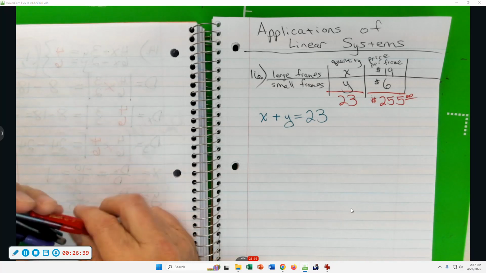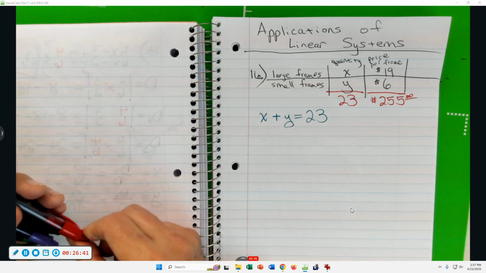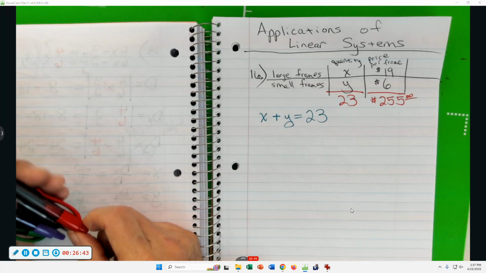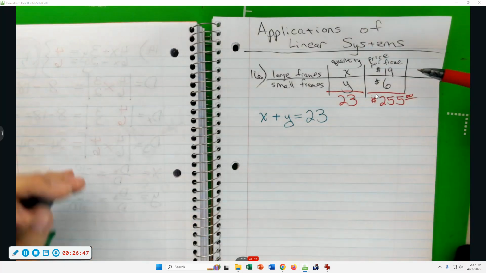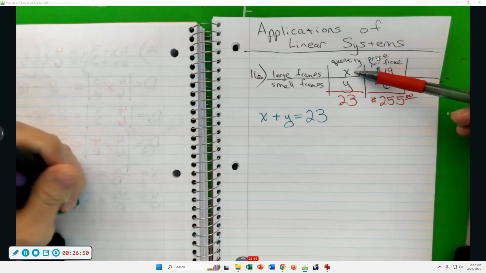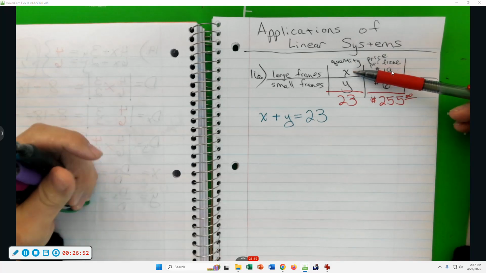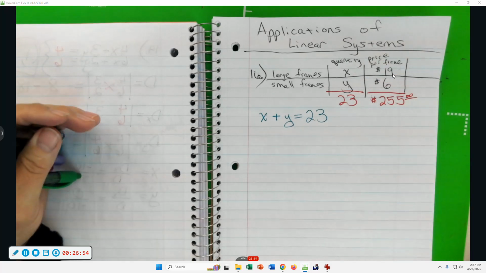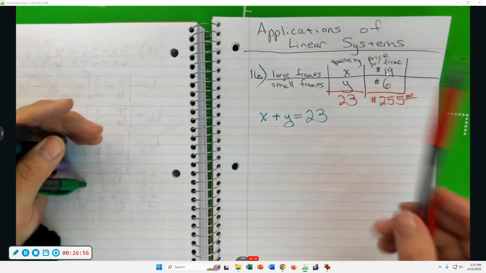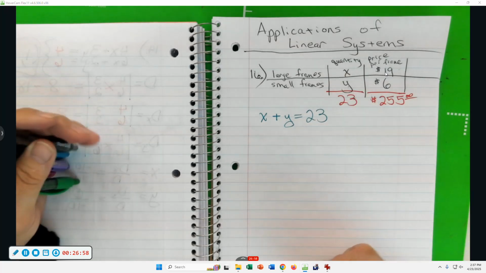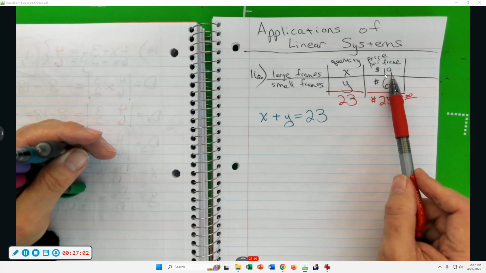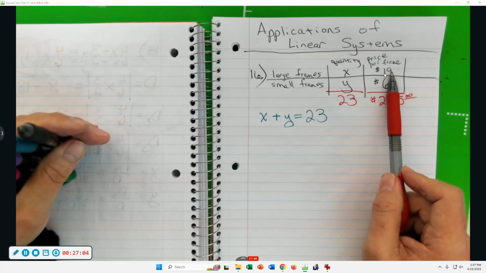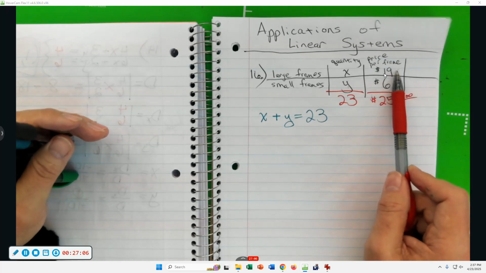Now the second equation is the cost quantity. I refer to it as a cost quantity equation. Let's stop and think. Suppose she bought 10 large frames. How much money total did she spend on those 10 large frames? I chose 10 because that's an easy number to work with. Each large frame was $19. How much did she spend on those 10 large frames total?